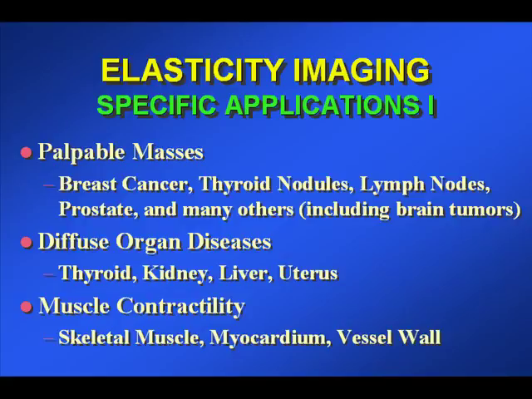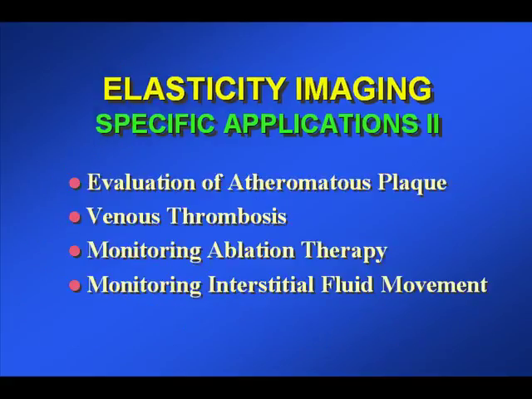Muscle contractility is another area that's been studied fairly extensively, and muscles can be imaged readily, as well as can be the myocardium and blood vessel walls. Additional applications include evaluation of atheromatous plaque for soft areas in the plaque that might represent vulnerable plaque that could result in a vessel thrombosis. Venous thrombosis can be evaluated. The age of thrombi change their stiffness and can be imaged. The vessel walls may be imaged as well.